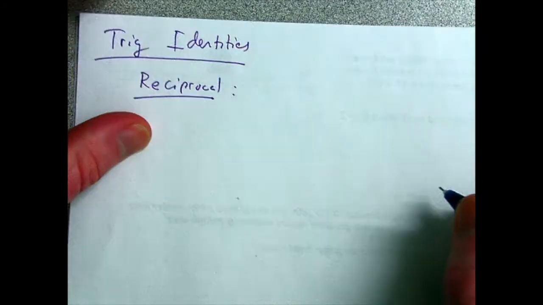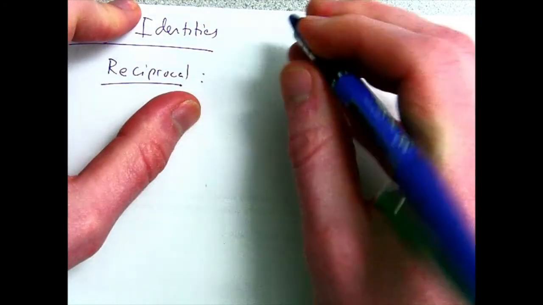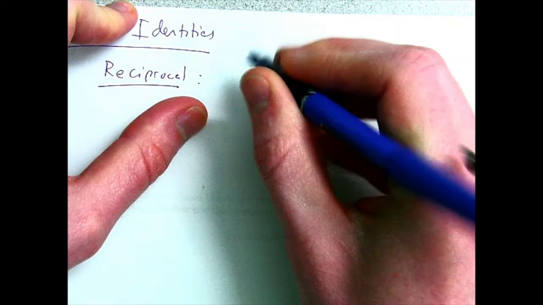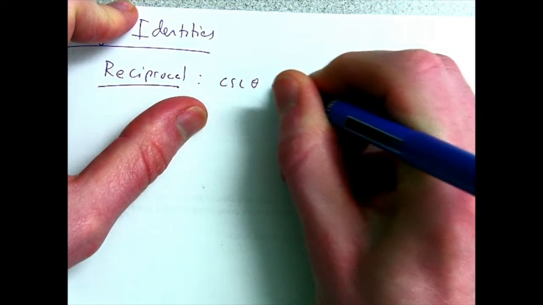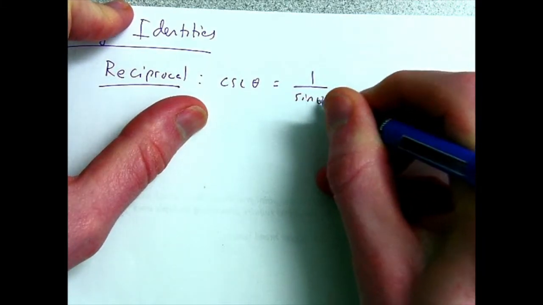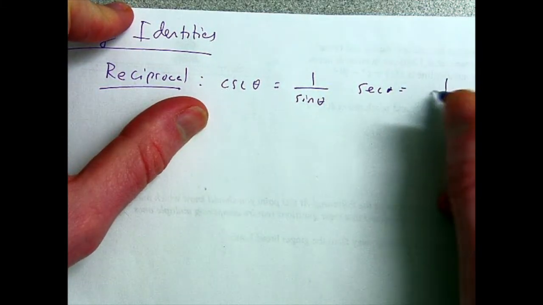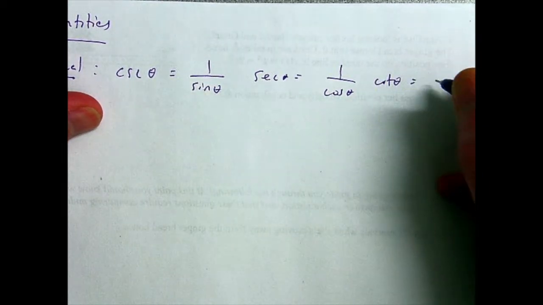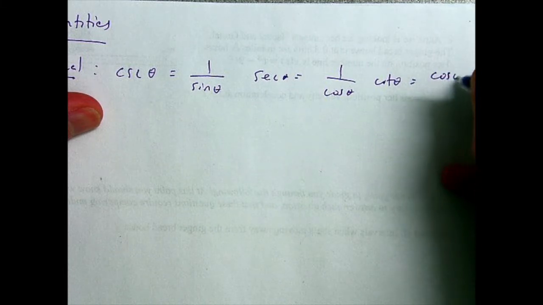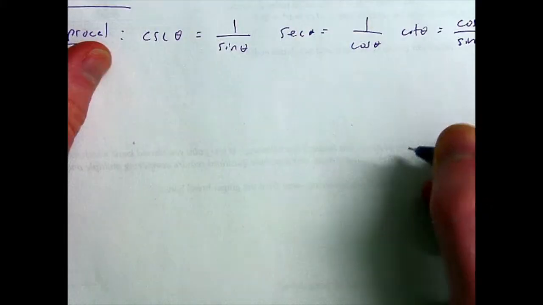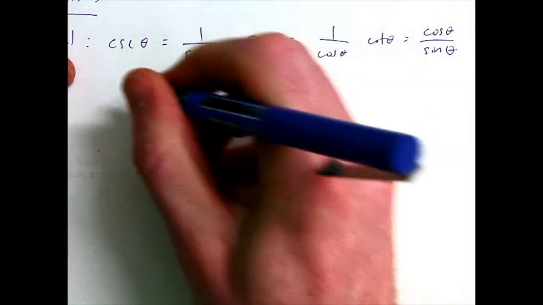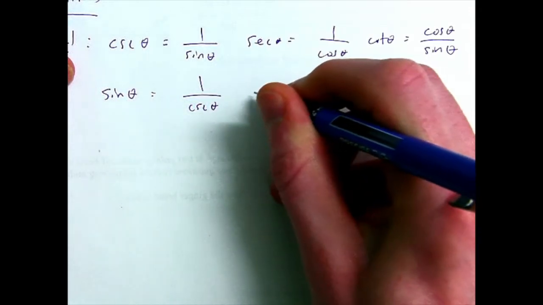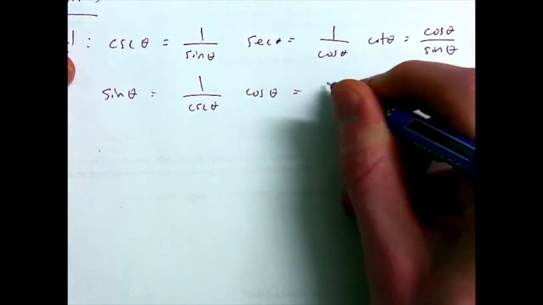First of all, there are the reciprocal identities. That's basically saying that every trig function is the reciprocal of another trig function. So, for example, cosecant theta is 1 over sine theta. Secant theta is 1 over cosine theta. Cotangent theta is equal to cosine over sine. And then what else do we have? We have sine is the reciprocal of cosecant. We have cosine is the reciprocal of secant.